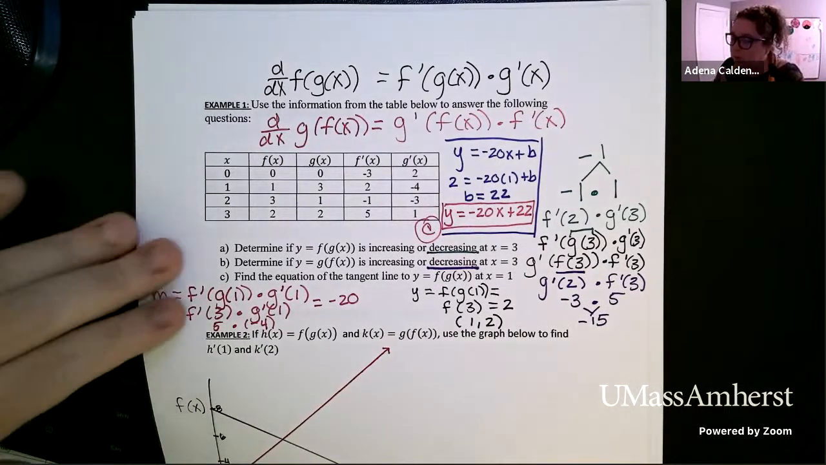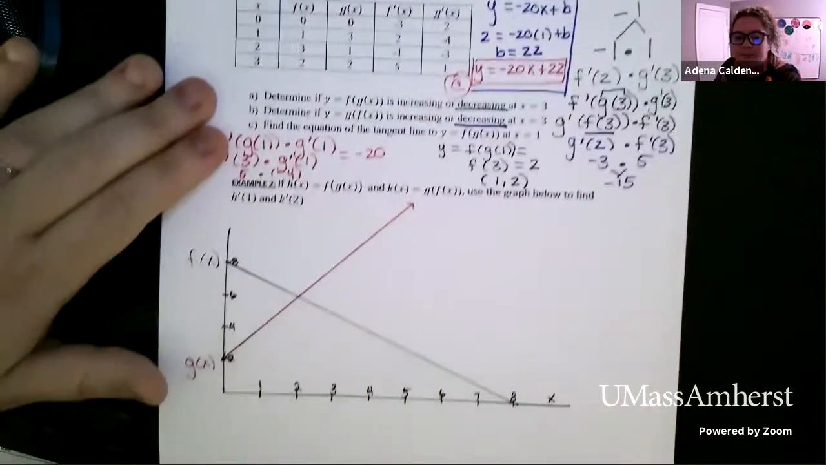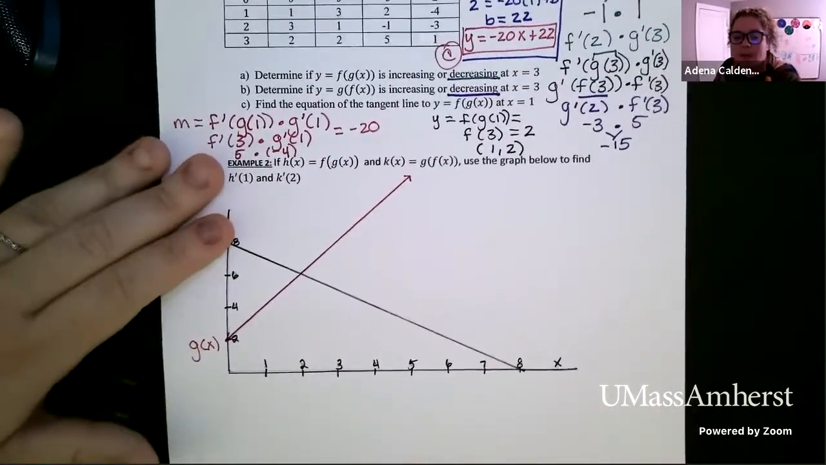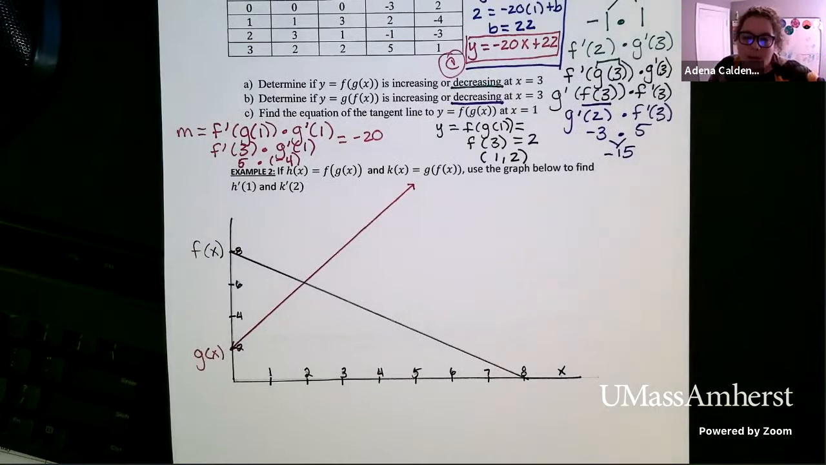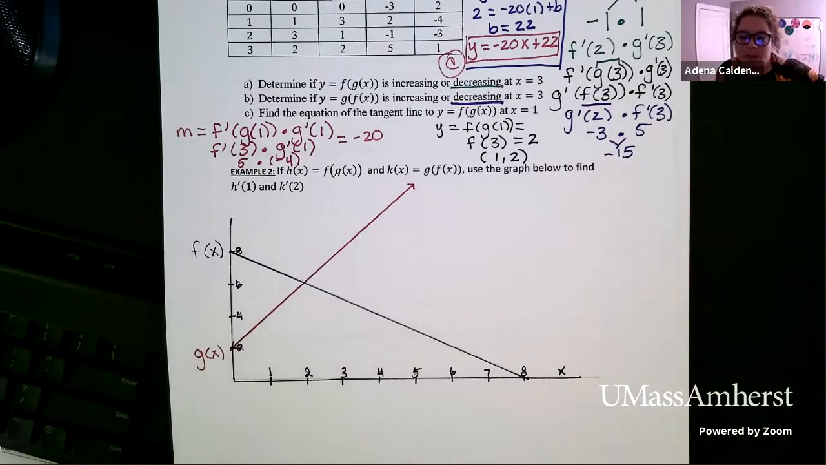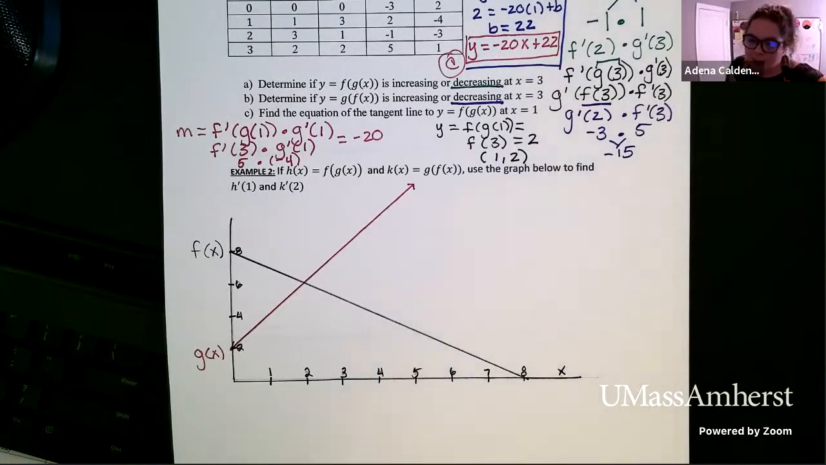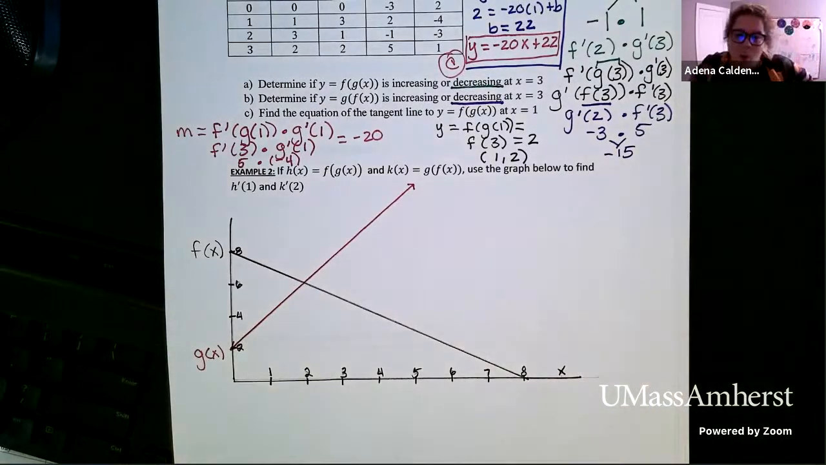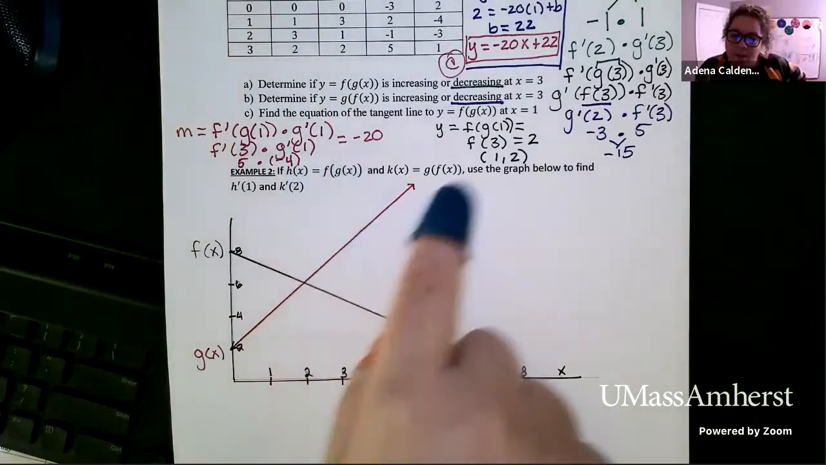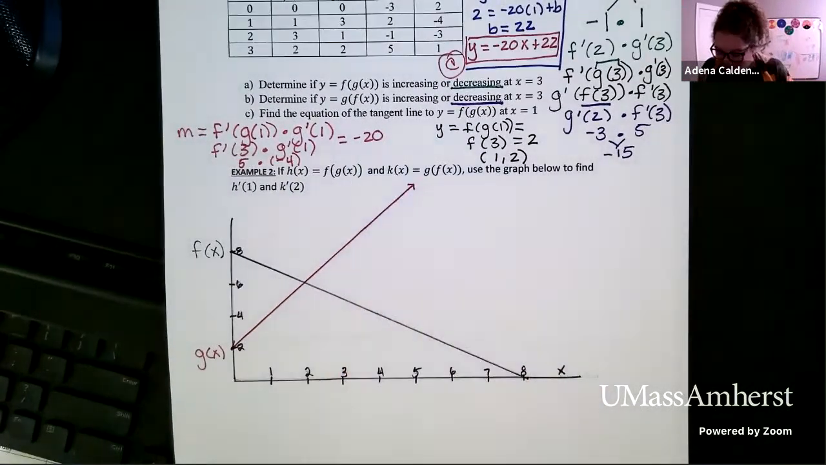Okay, so let's take a look at the next example. And using a similar thought process here, we now have a graph. And so we're going to call h of x f of g of x and k of x g of f of x. So again, we're considering both compositions here. We want to use the graph below to find h prime of 1 and k prime of 2. So we're interested in what the derivative of the composite function is at these particular points.